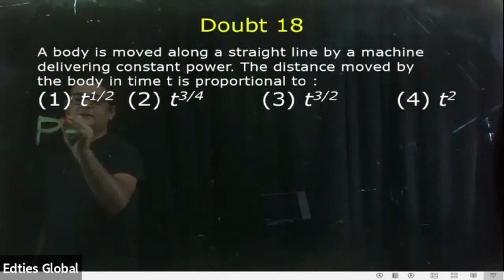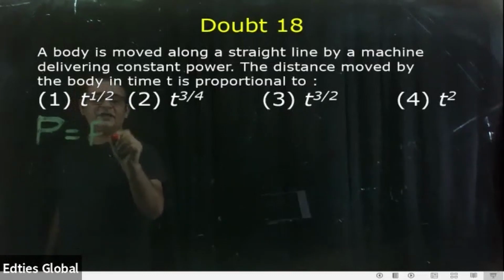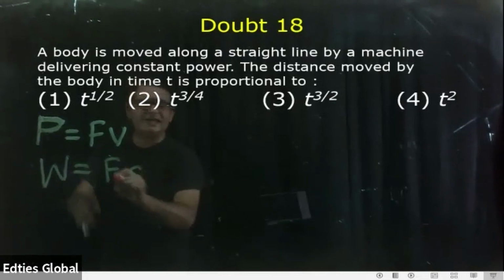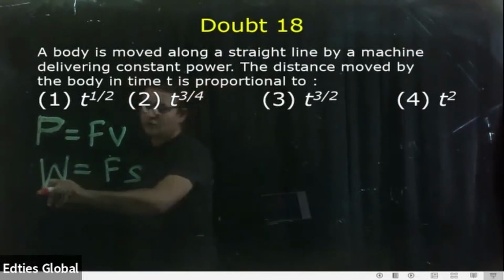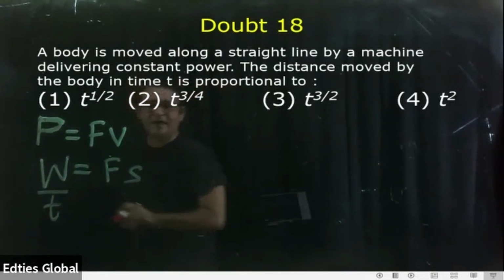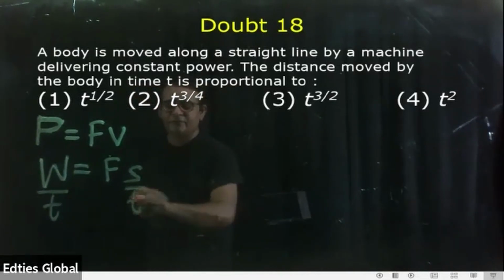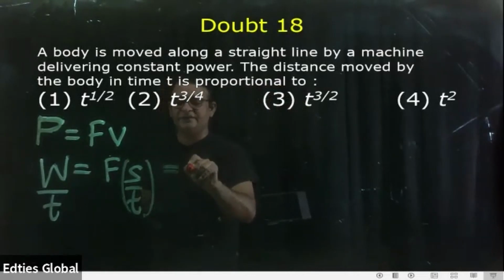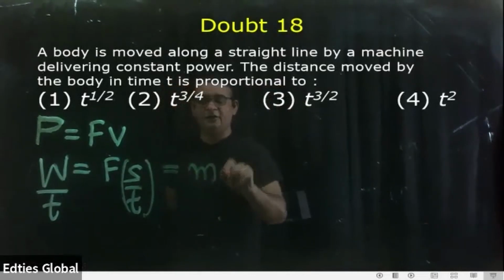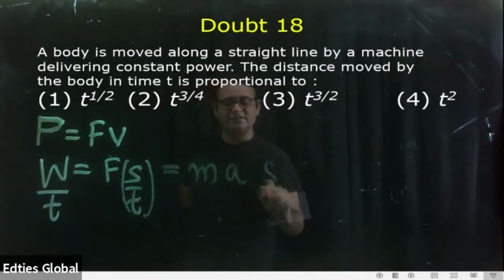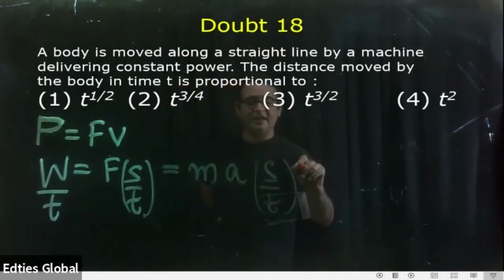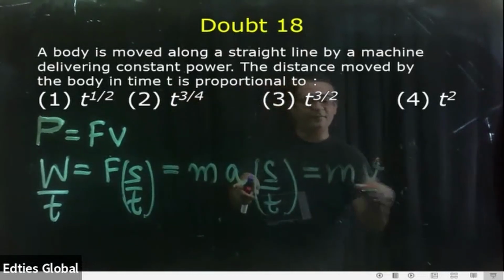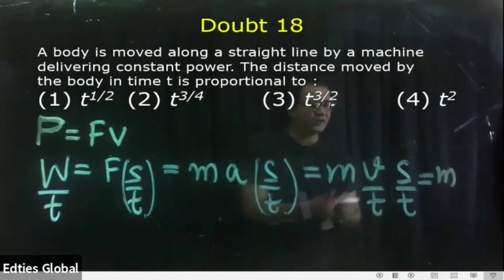Power is equal to force times velocity. Work done is force into displacement, right? Work divided by time is this, and then we can write this as m into a into s by t, and a we know what it is, m p by t, power relation.